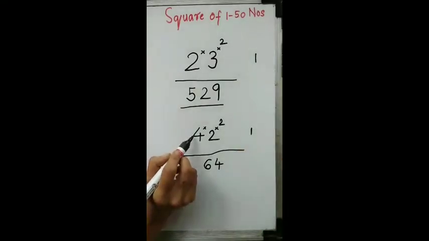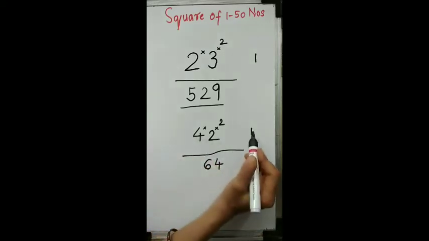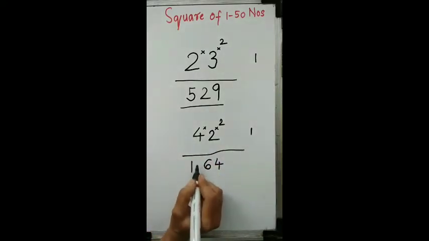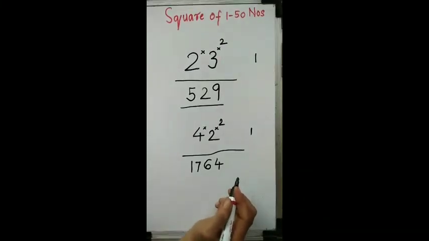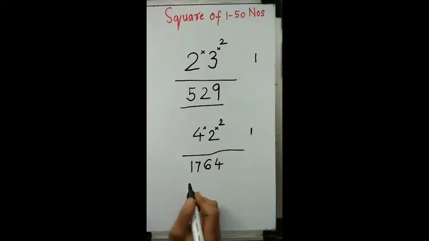Third step is 4 4s are 16. So 16 plus 1 is 17. So my answer for 42 square is 1764. Are you getting this method, children? Let's take some more example and try to understand this method.